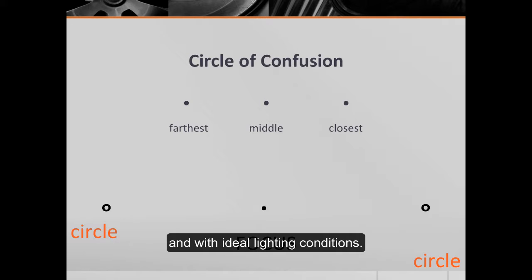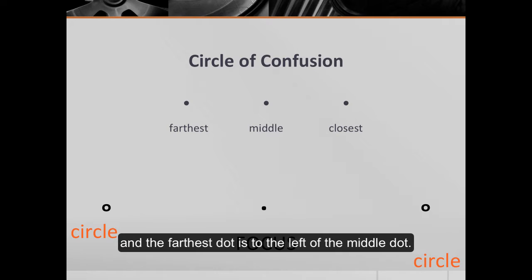Those 3 dots are arranged one behind the other. The closest dot is to the right of the middle dot, and the farthest dot is to the left of the middle dot. So the close one is on the right, the one that's far away is on the left, and the middle one is in the middle. The camera will take a picture of all 3 dots.